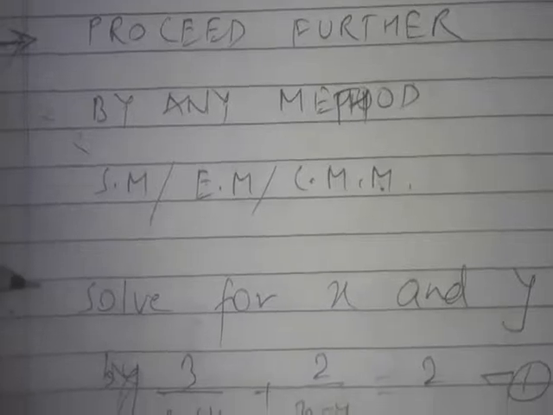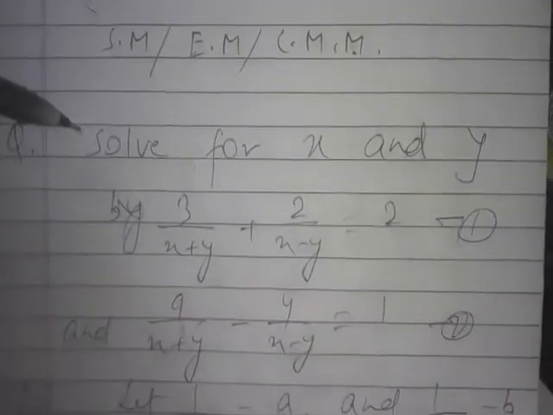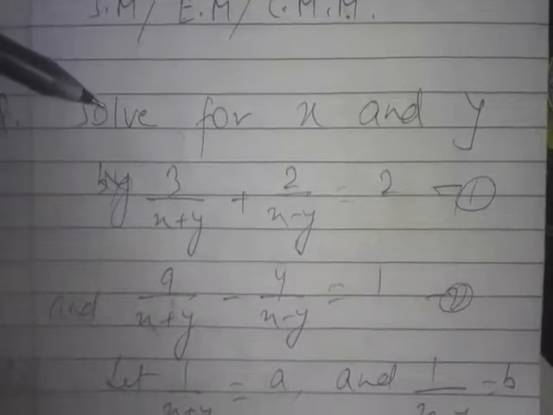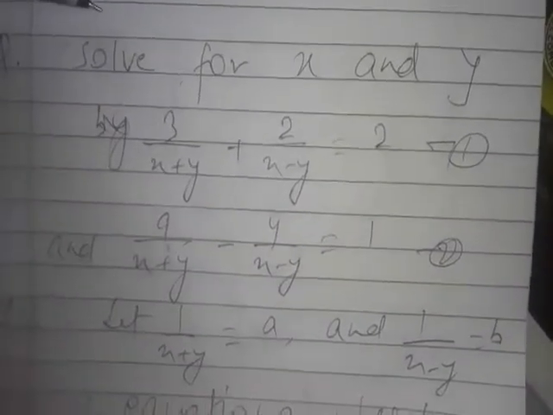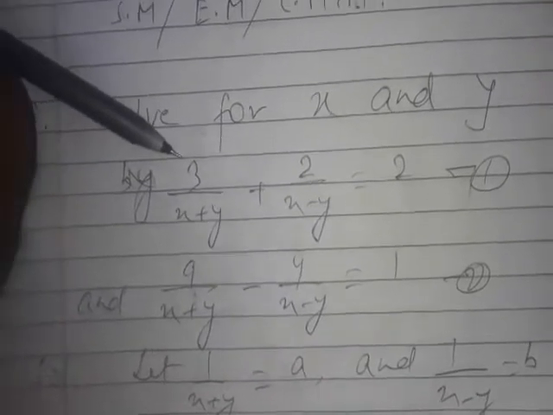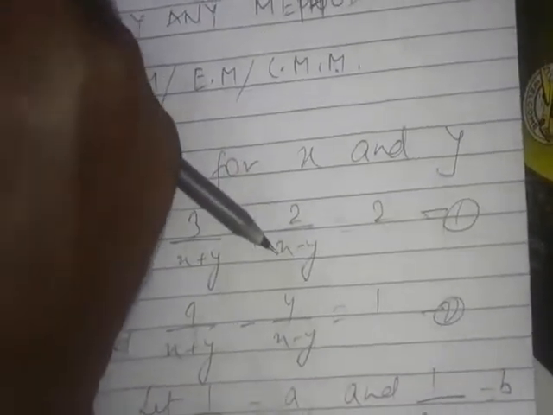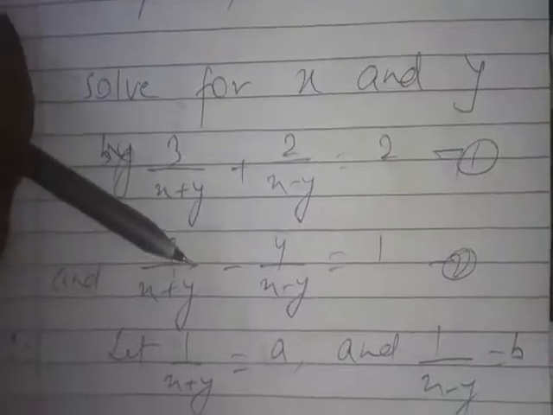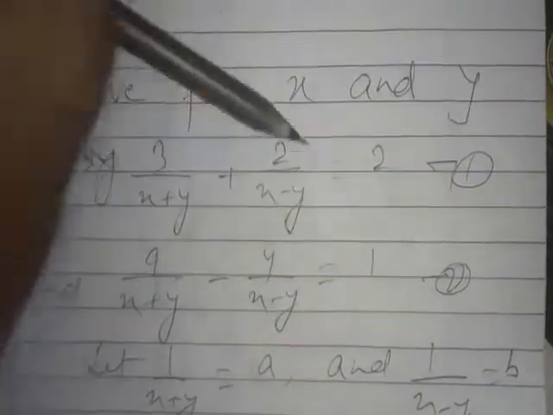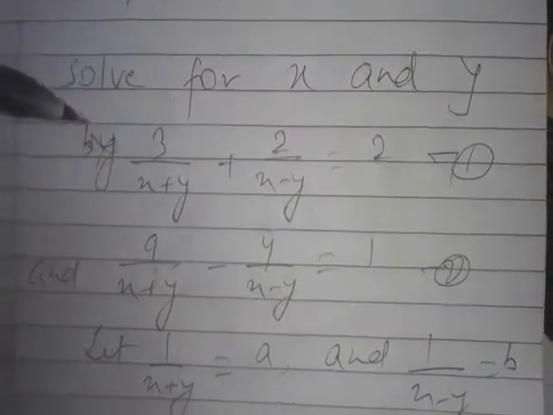Here we have taken one question which is not in the form of linear equation. Here we have to reduce it or convert it in the form of linear equation, and then we can solve it. The question is 3 by x plus y plus 2 by x minus y is equal to 2. Equation number 1. And the second equation is 9 by x plus y minus 4 by x minus y is equal to 1.